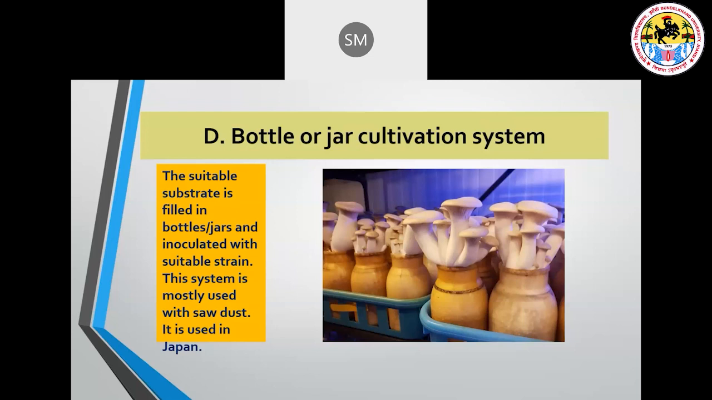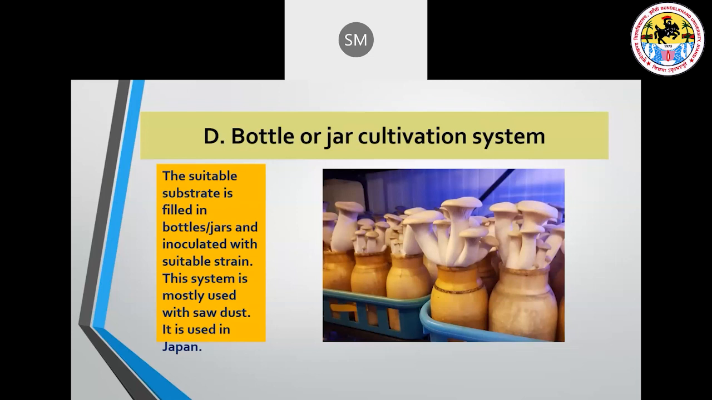So this is the bottle or jar cultivation system. It is applied by the people of Japan as well as China. In this method, the best quality sawdust should be used for growing this kind of mushroom. The spawn mixed sawdust is placed into the jars and dried properly for a successful spawn run. After the spawn run, open the mouth properly so that the fruiting bodies come out from the mouth or opening of the jar.